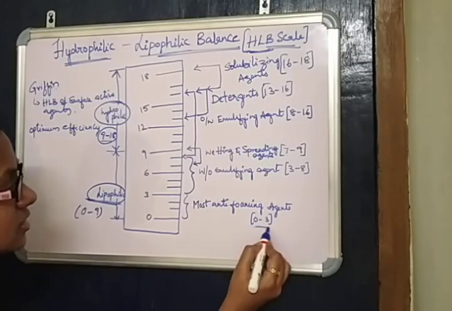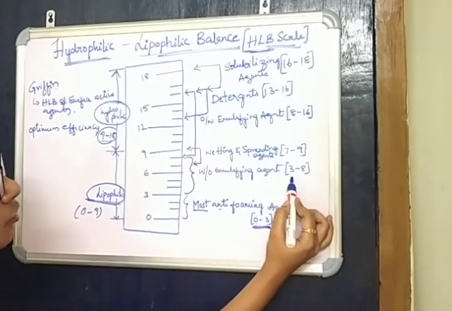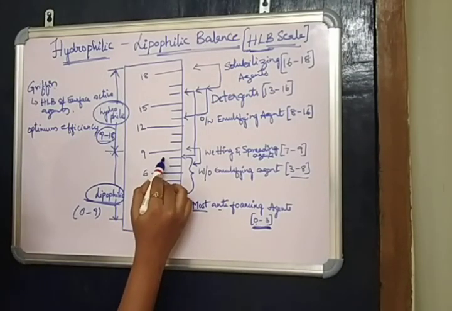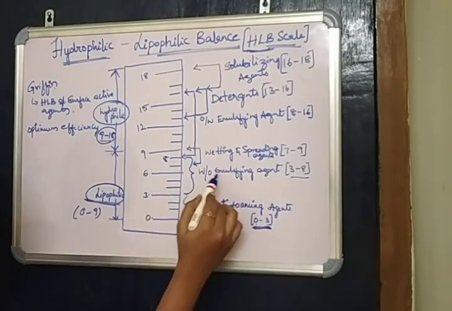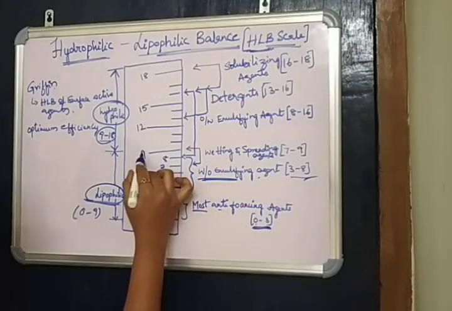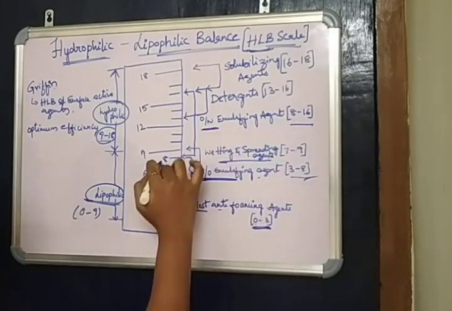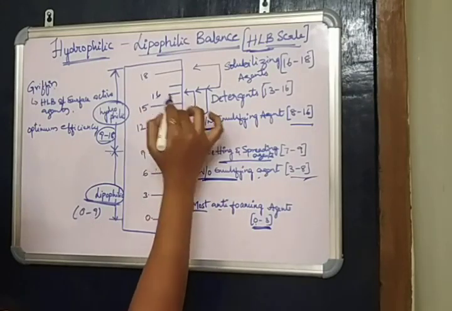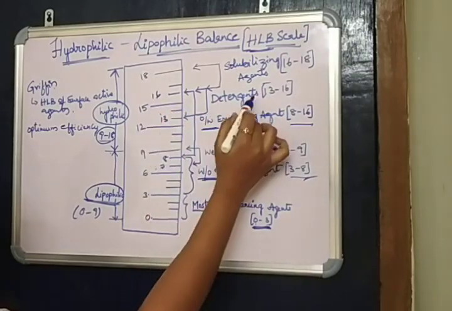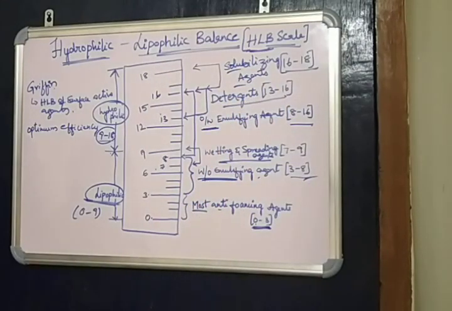In this number system, 0 to 3 are mostly antifoaming agents, and 3 to 8 are water in oil emulsifying agents. 7 to 9 are wetting and spreading agents, and 8 to 16 are oil in water emulsifying agents. 13 to 16 are detergents, and 16 to 18 are solubilizing agents. Okay, this is the HLB scale.